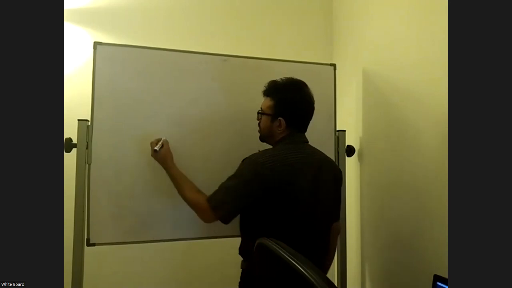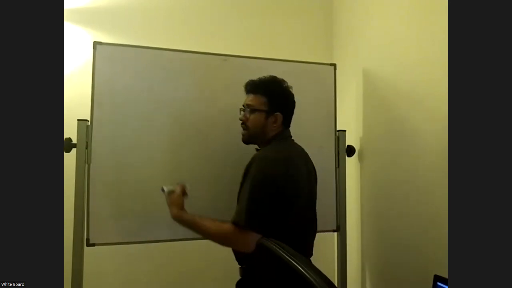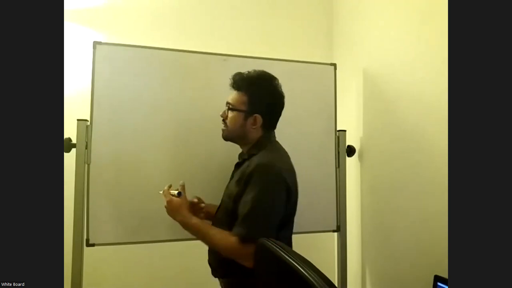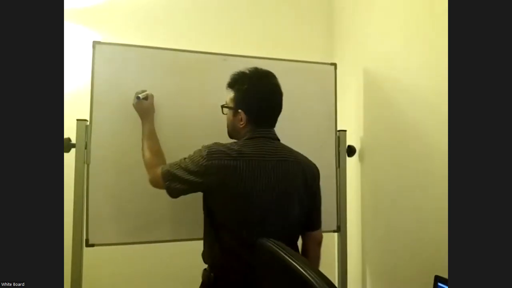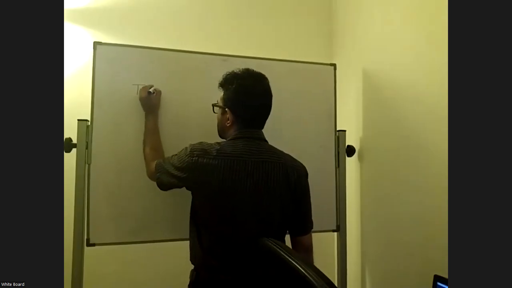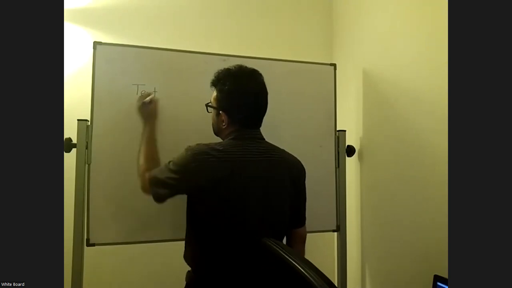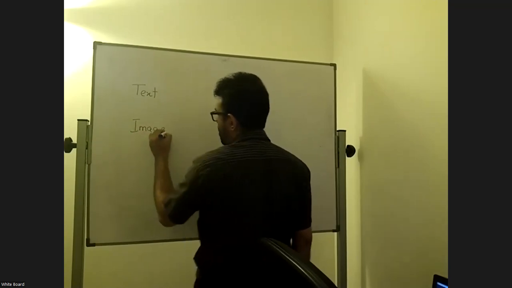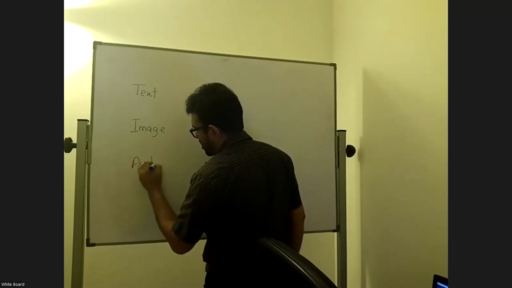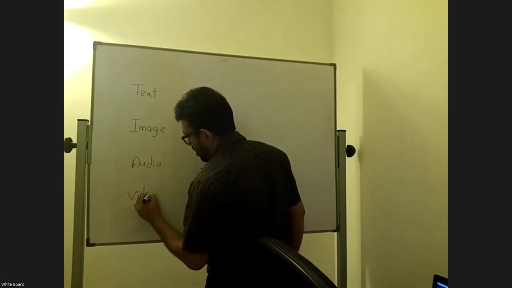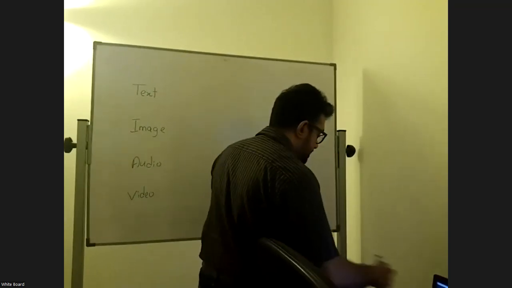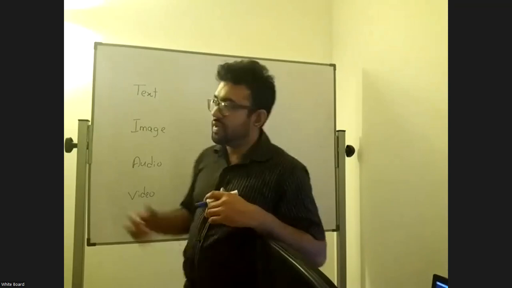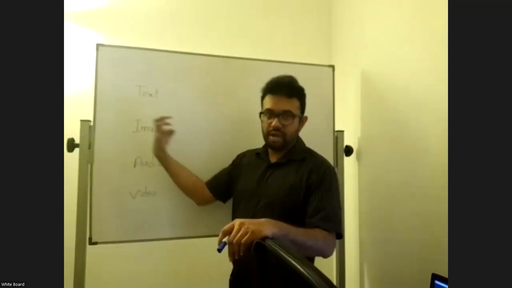Now we have first the different types of data. What those data are going to be? One is going to be textual data. Then you can say image data, audio data, and video. Those are the different types of data that we can see in a computer environment. These are the data that we feed into the computer.